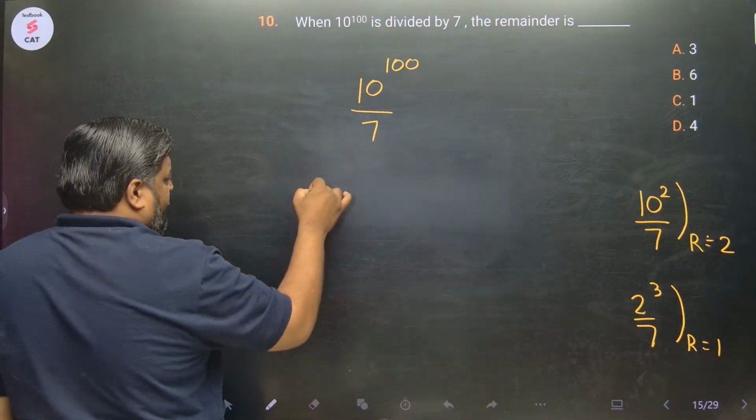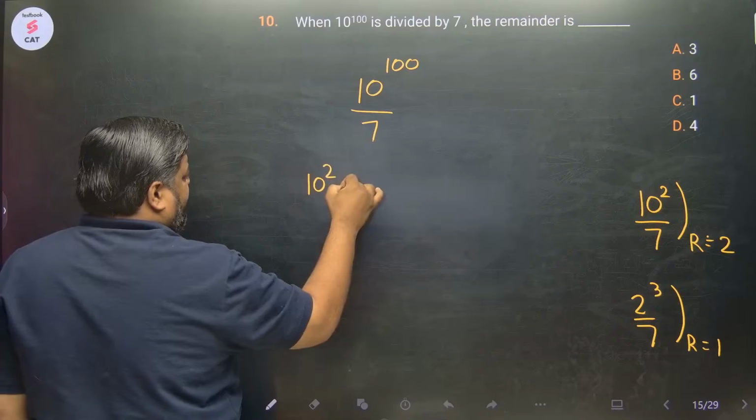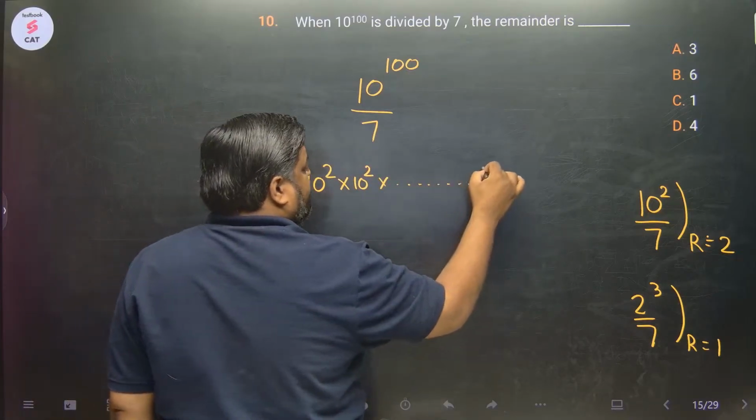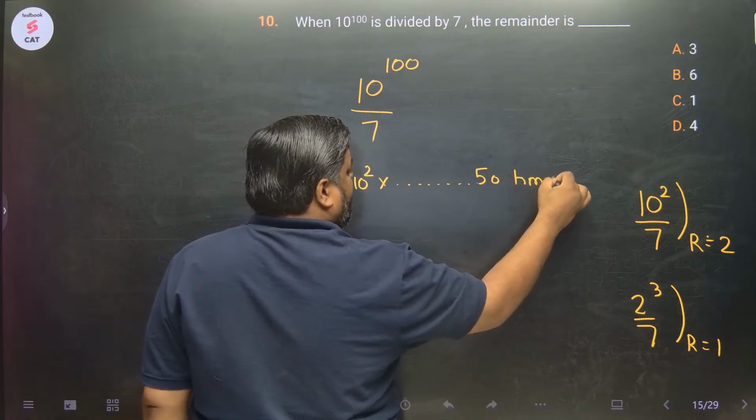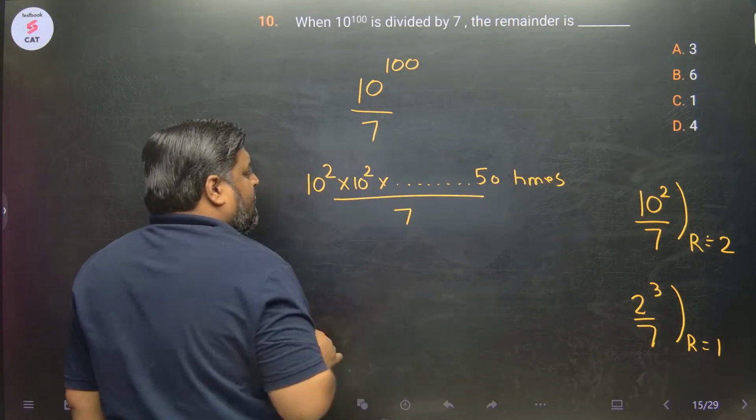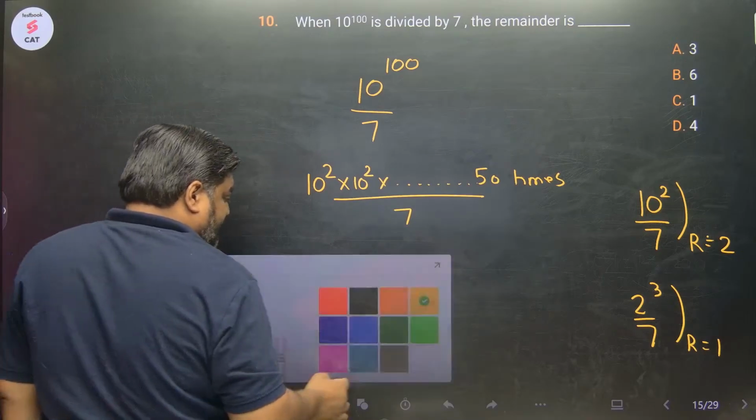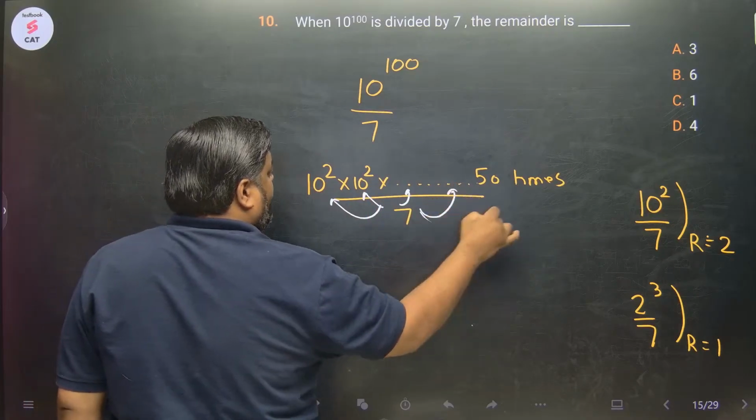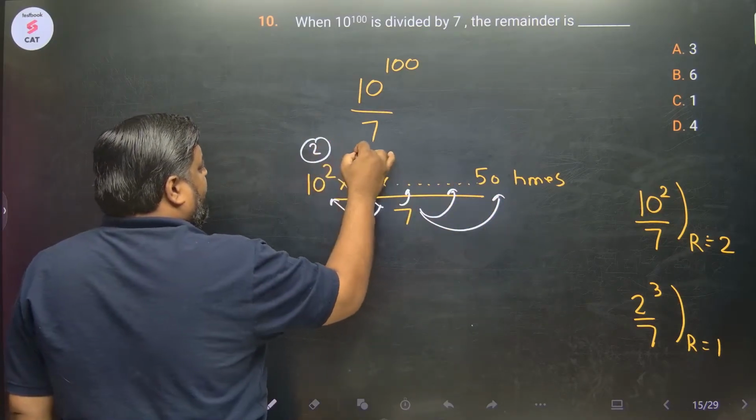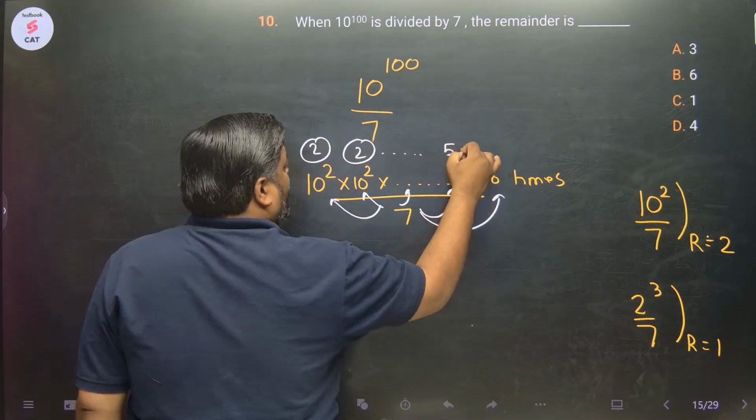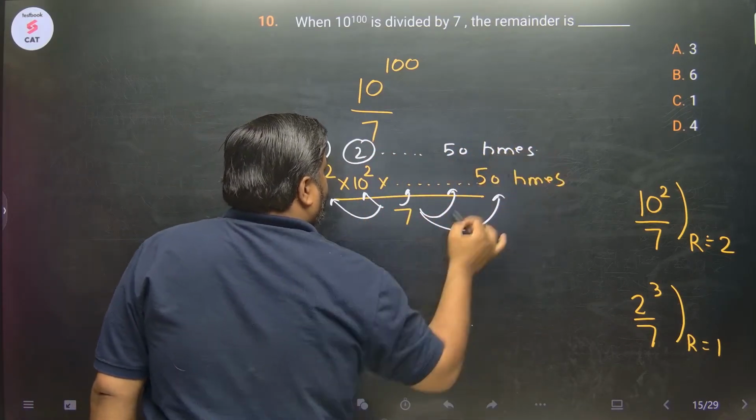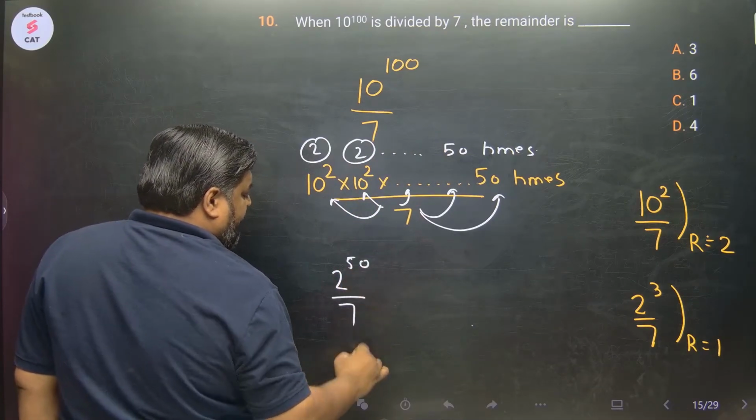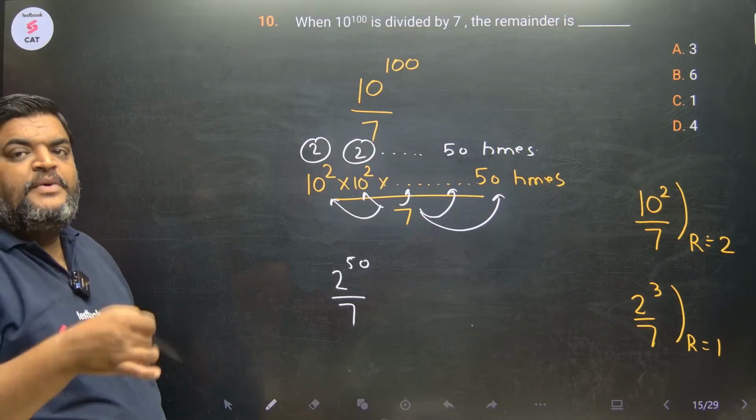So first, what I'll do, there are multiple ways to solve this. इसको solve करने के लिए बहुत सारे तरीके हैं. 10 square, how many times? 50 times divided by 7. And each of the time, individual remainders, हर एक केस में क्या होगा? 2. यहाँ भी 2, यहाँ भी 2. Now 2 into 2, 50 times, is 2 raised to the power 50 divided by 7.